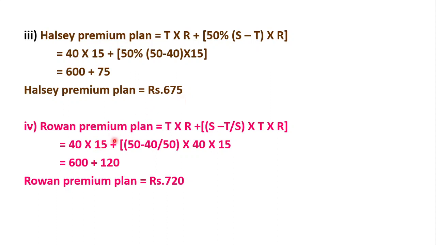Then Rowan premium plan. The formula for that is T into R plus S minus T divided by S into T into R. So, here also time taken is 40, rate per hour is 15 and standard time is 50. We need to write all the things. After simplifying this, we will get the wages under Rowan premium plan is rupees 720.